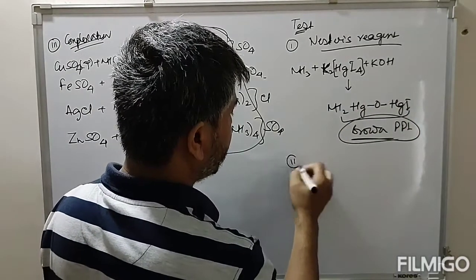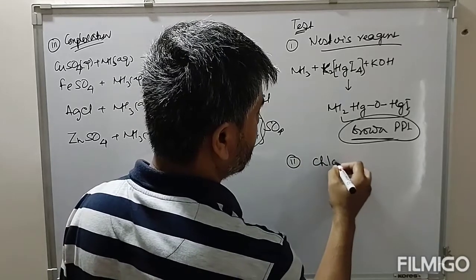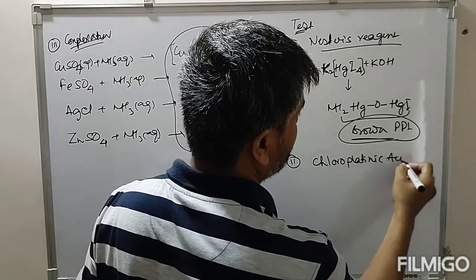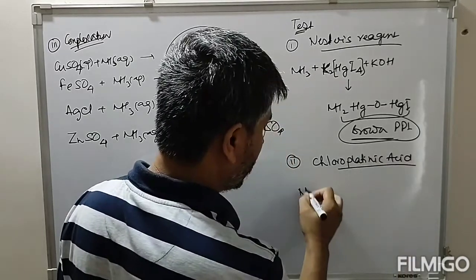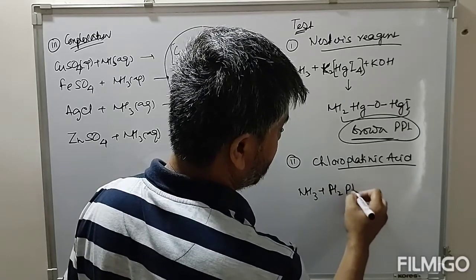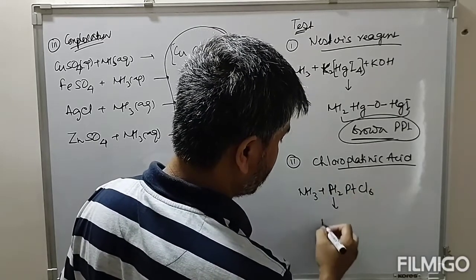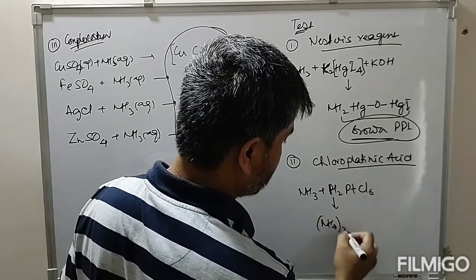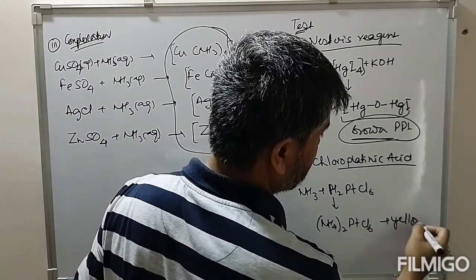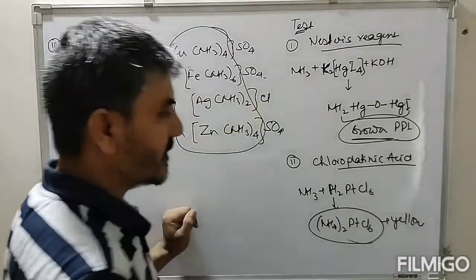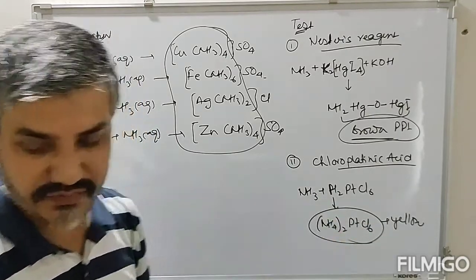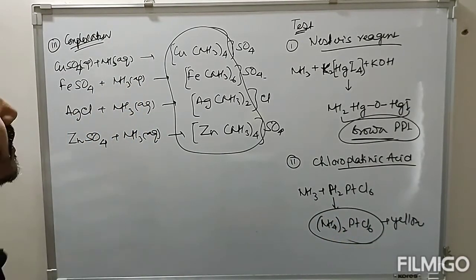The next is the chloroplatinic acid test. Ammonia reacts with chloroplatinic acid, H2PtCl6, and gives a yellow precipitate. The hydrogen of chloroplatinic acid is replaced by the ammonium ion, giving a yellow precipitate. So this is a specific test for ammonia.